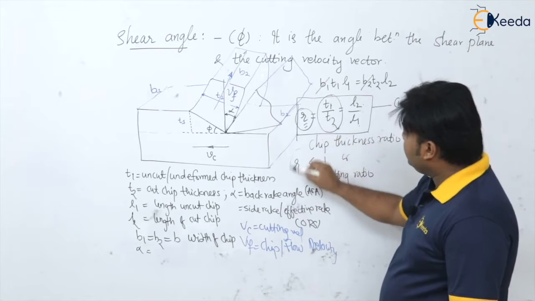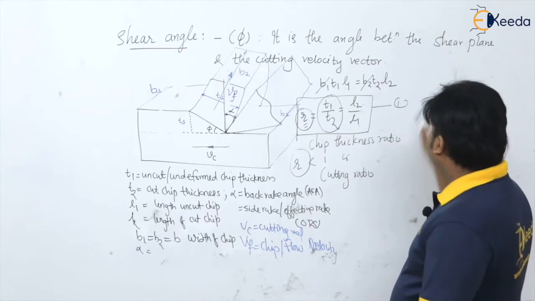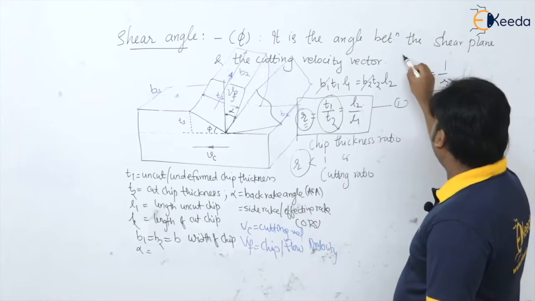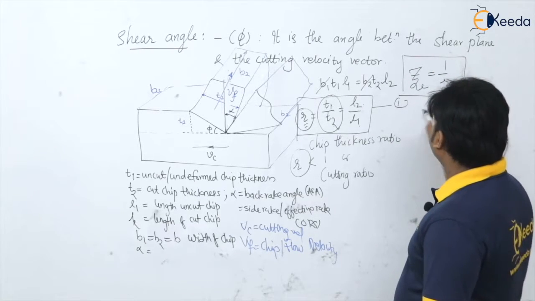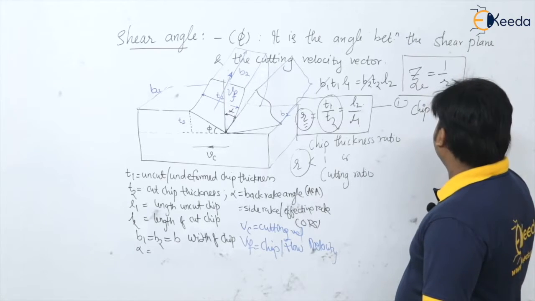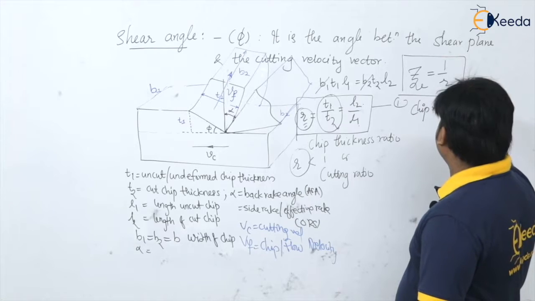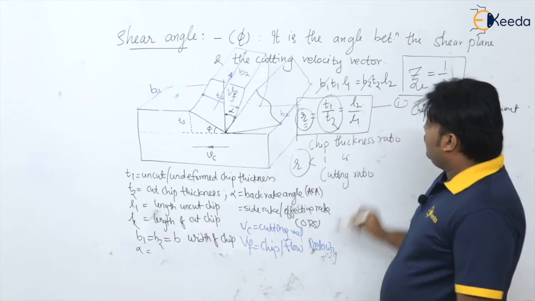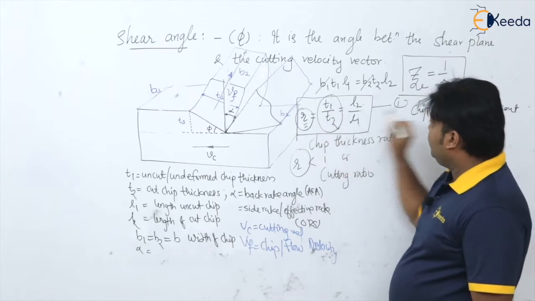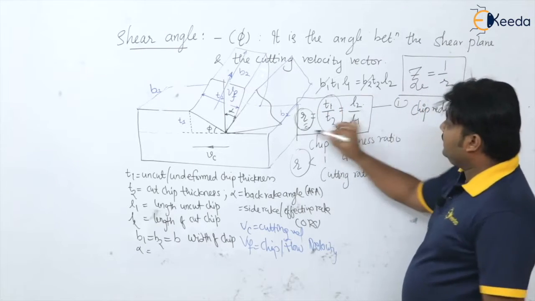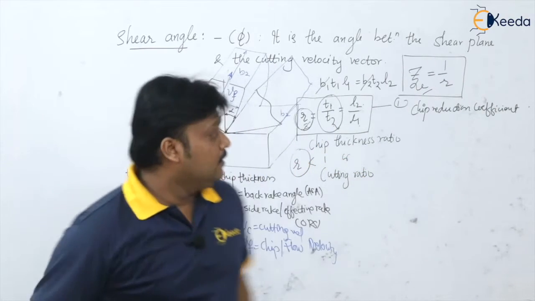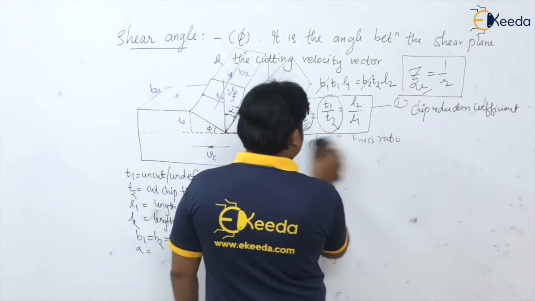Now if we take the reciprocal of r, that is zeta, which is 1 upon r, it is known as the chip reduction coefficient. That is represented by zeta. So this ratio is very important, this r and this zeta. r is the chip thickness ratio, zeta is the chip reduction coefficient. So try to get it clear.